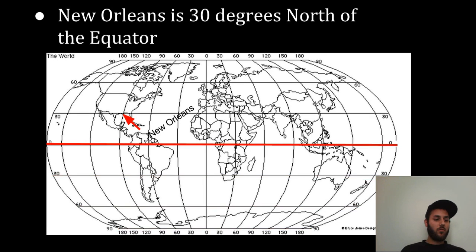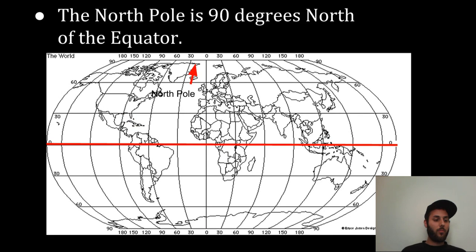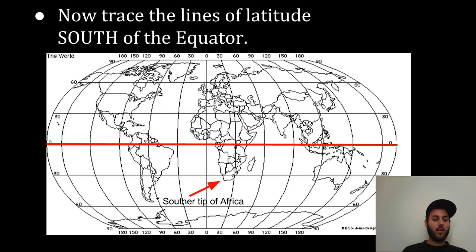For example, New Orleans is 30 degrees north of the equator. The North Pole is 90 degrees north of the equator. And the southern tip of Africa is 30 degrees south of the equator. This line is 34 degrees south of the equator.